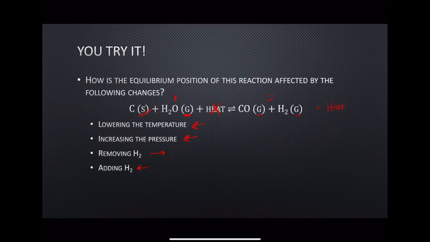On the third one, removing H2. Okay? So if we take that H2 out, the goal is basically going to be to try to make more H2, to replace it, to get back to equilibrium. So that's going to cause it to proceed to the right, or to the product side.